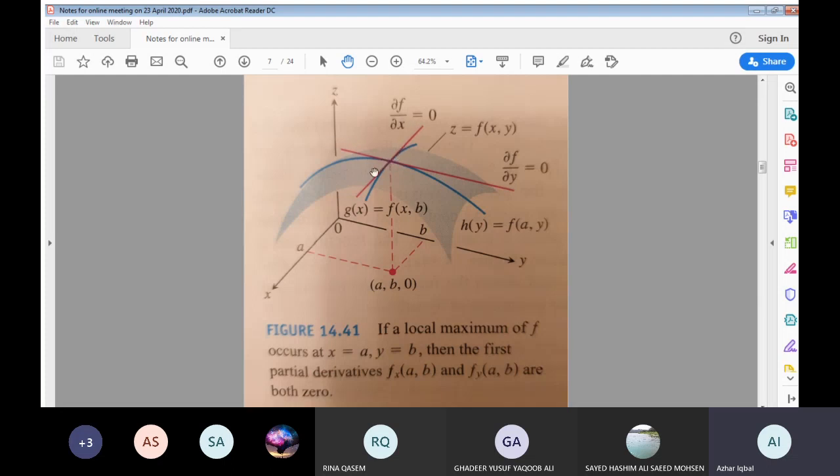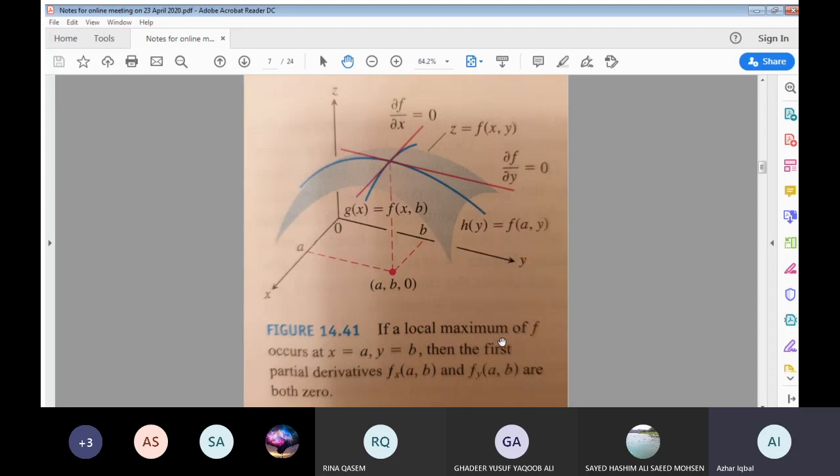You see these two tangents, this tangent line and this tangent line. Because they are at the same point, they themselves define a plane, and this is the tangent plane to this surface at that point.